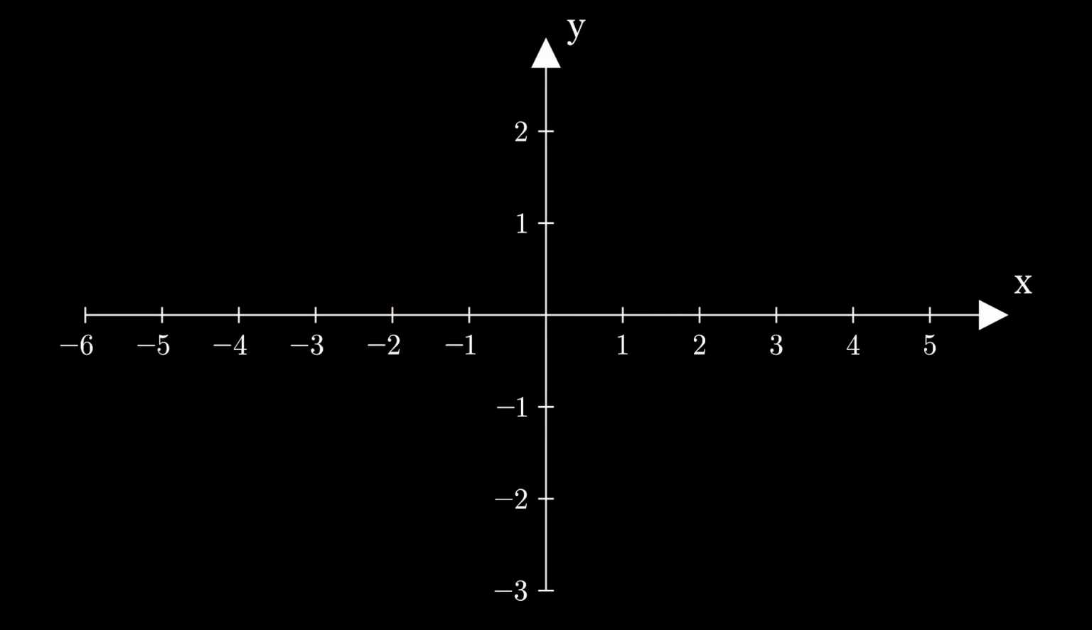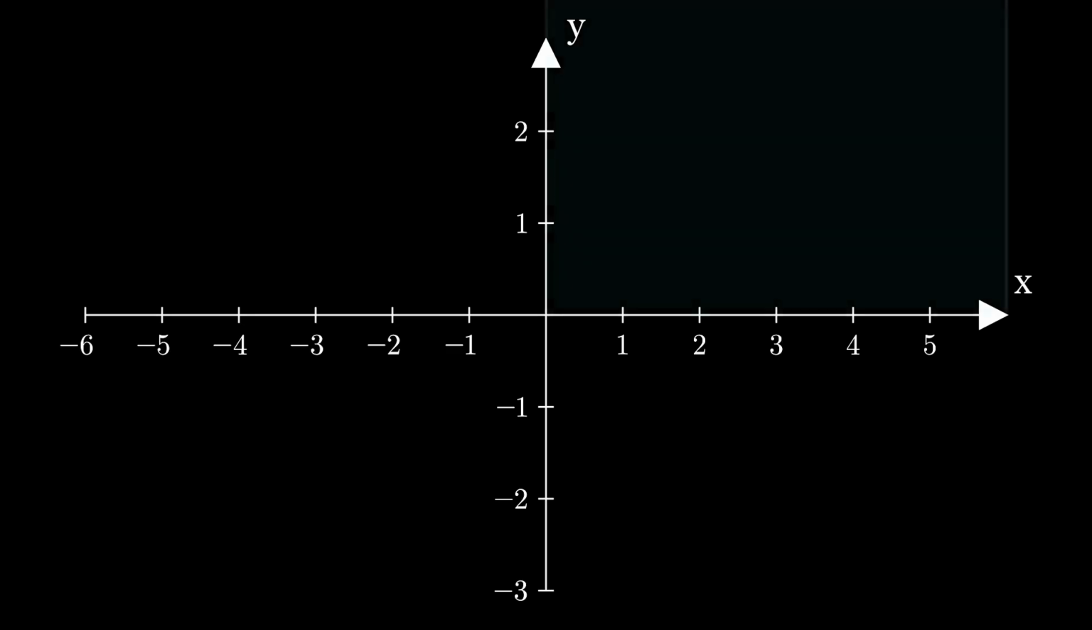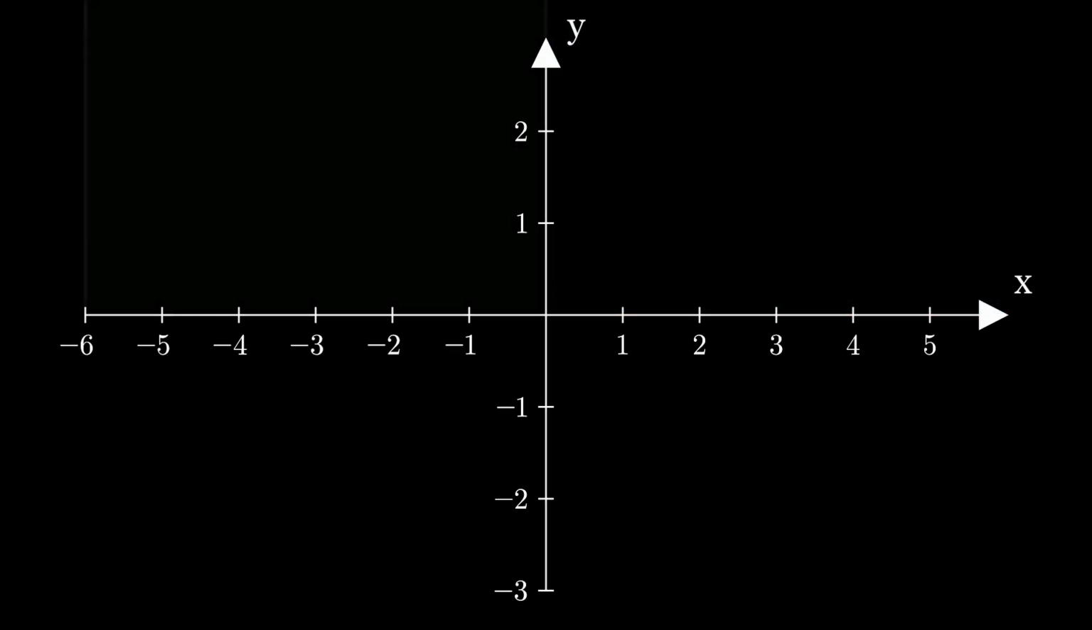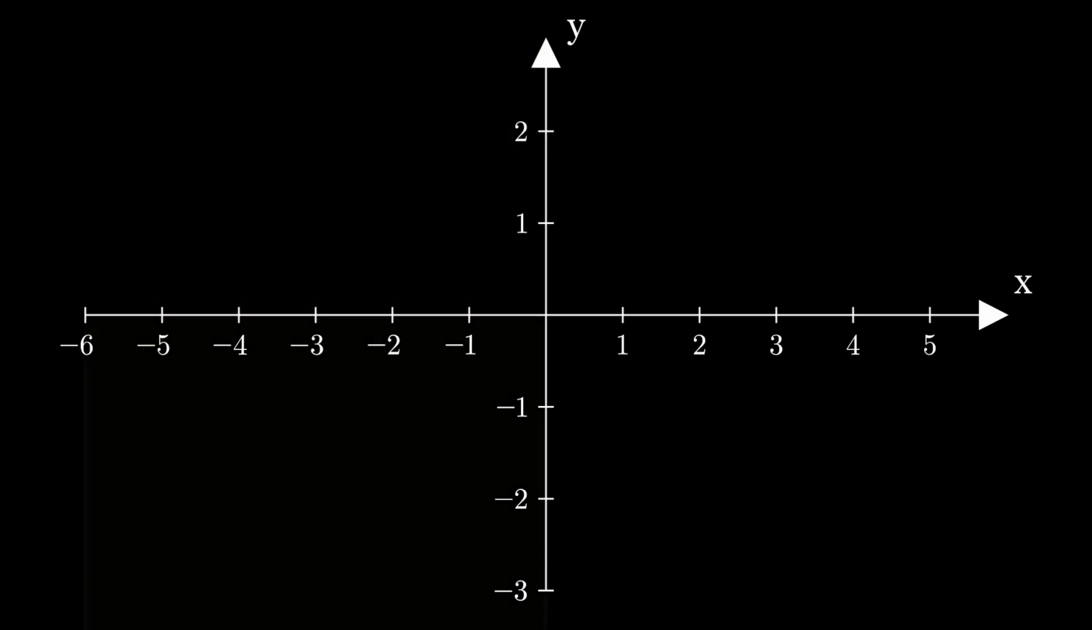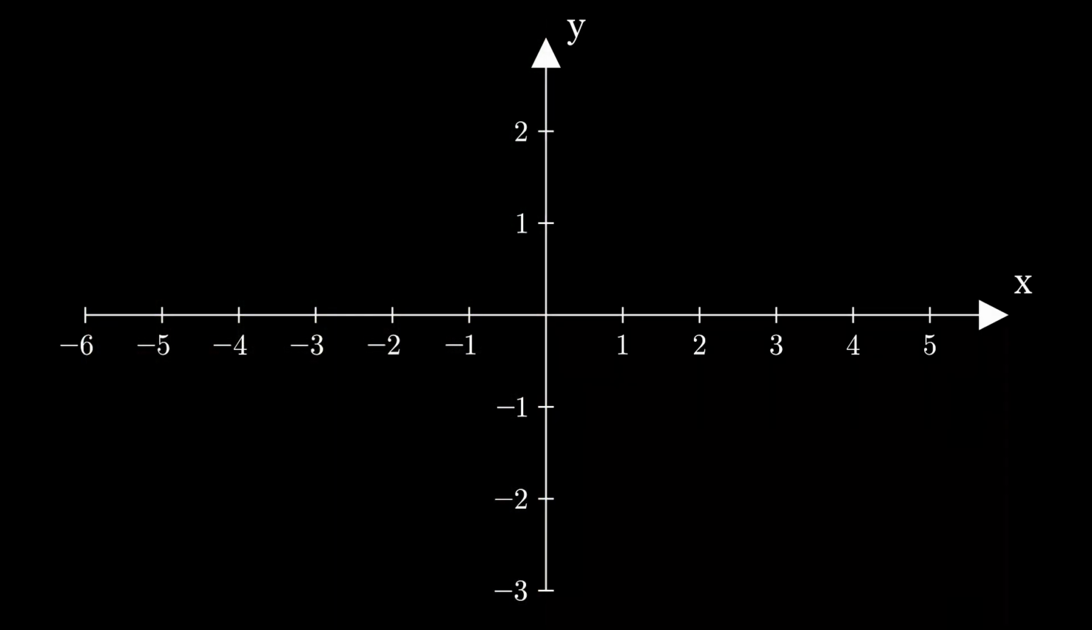Now, there's one last thing I want to mention, and it's that you should notice the x and y-axis kind of split the coordinate plane into 4 equal sections. Each of these sections is called a quadrant, and we label them in the counterclockwise direction. So here's quadrant 1, and quadrant 2, quadrant 3, and quadrant 4.